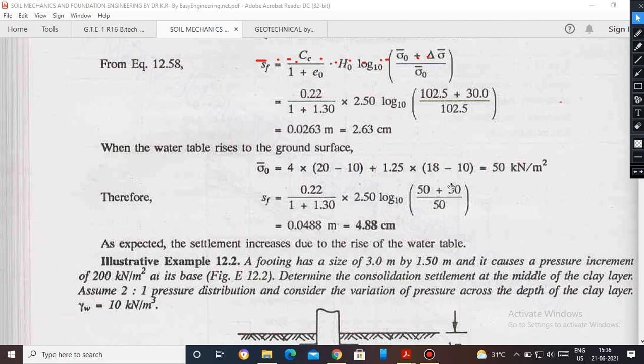50 plus delta sigma bar, 38 by 50. By substituting this, we are getting this value as 4.88 centimeter. That means, as expected, the settlement is increased due to rise of the water table.